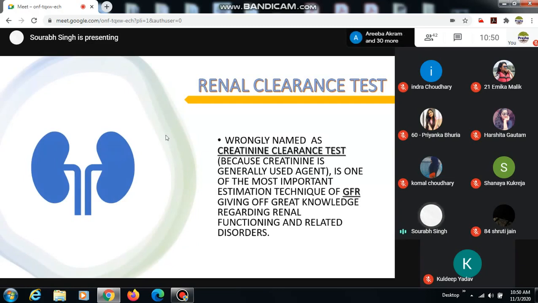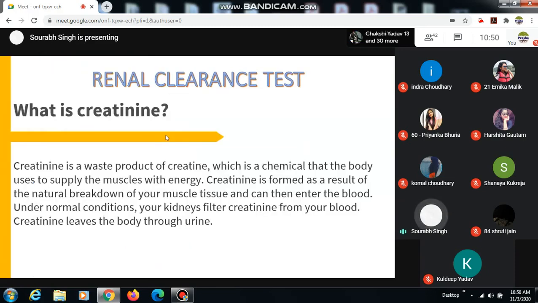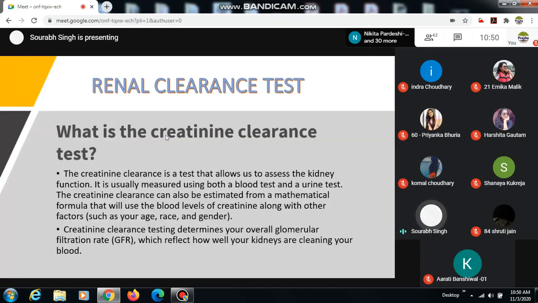So what is creatinine? Creatinine is a waste product of creatine, which is a chemical that the body uses to supply muscles with energy. Creatinine is formed as a result of the natural breakdown of our muscle tissues and can then enter the blood. Under normal conditions, our kidneys filter the creatinine out of the blood, and the only way to excrete the creatinine is through the urine. What is the creatinine clearance test?